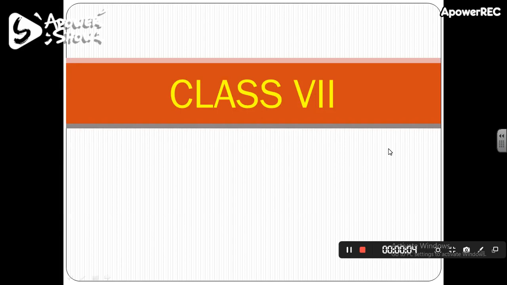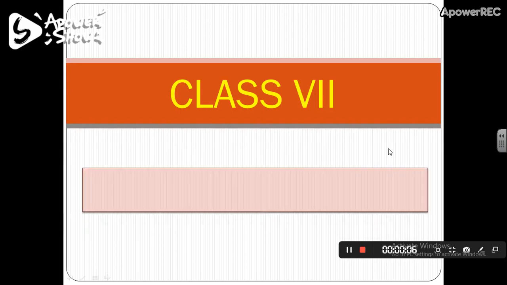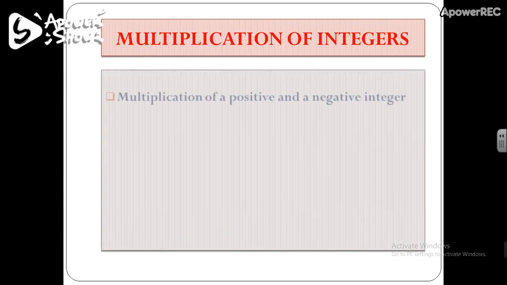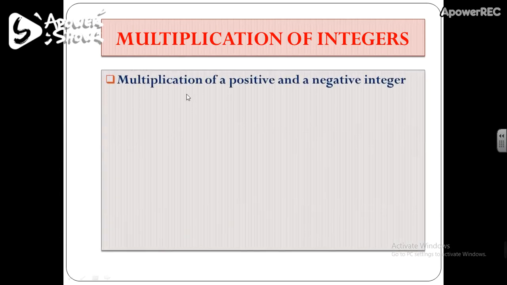Class 7th, chapter 1, integers. In this session, we are going to learn about multiplication of integers. So let's begin. First of all, I'm going to take an example of a positive integer and a negative integer. So let's see how you multiply a positive integer with a negative integer.